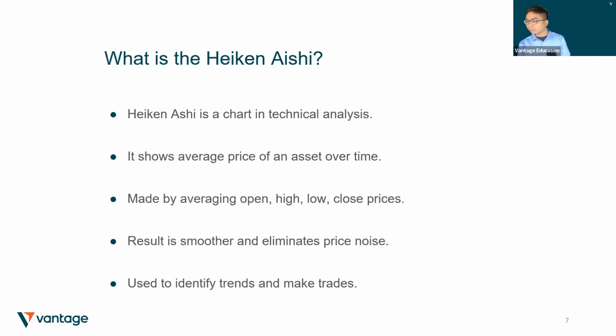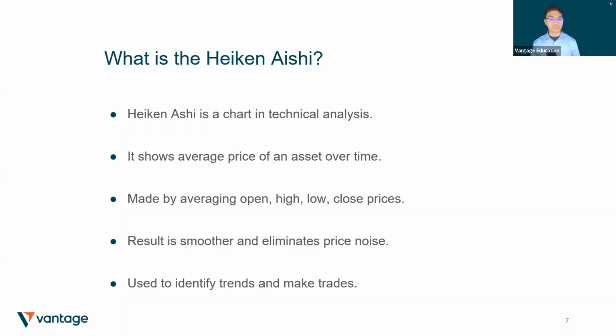When looking at the Heiken Ashi chart, it's very important to pay attention to the color of each candle. If the candle is red, it means that the close price is lower than the open price, indicating a downtrend. If the candle is green, it means that the close price is higher than the open price, indicating an uptrend. By analyzing the sequence of red and green candles, traders can determine the overall direction of the trend and make informed decisions.